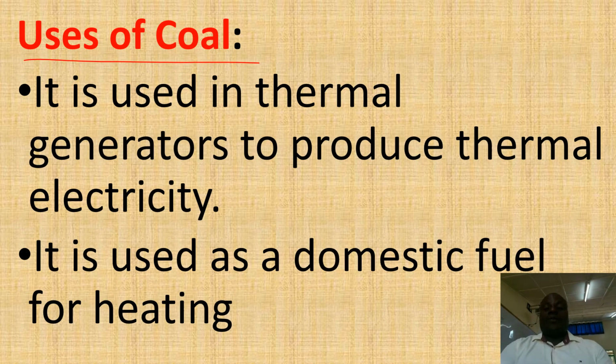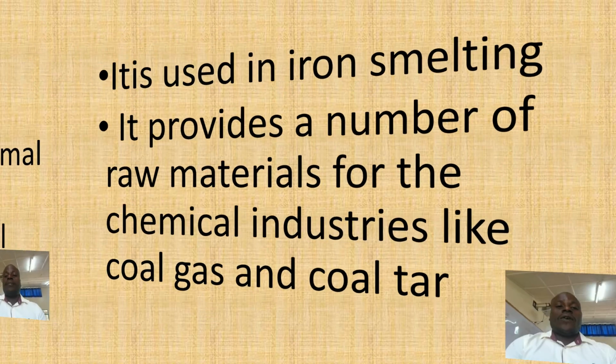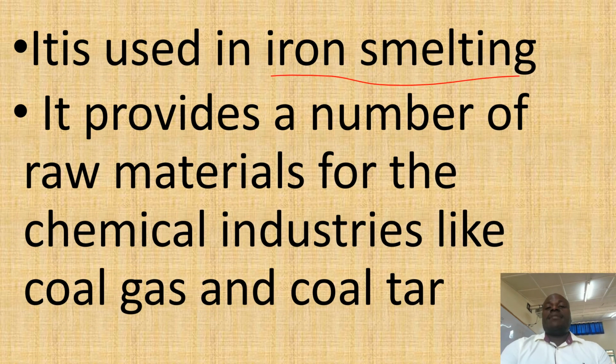Uses of coal. Coal is used in thermal generators, definitely to produce thermal electricity. Coal is used as a domestic fuel for heating. Coal is used in iron smelting industries. It provides a number of raw materials for chemical industries like coal gas and coal tar.